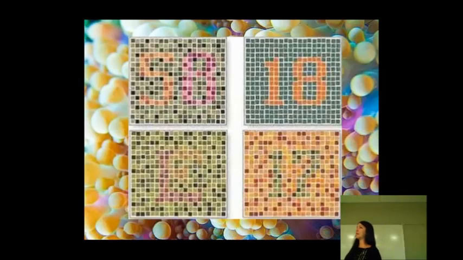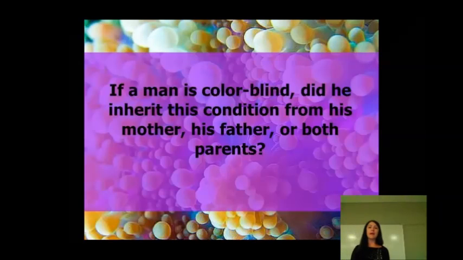And it kind of goes along with the societal message that women should be dressing everyone because they can tell the colors better than the guys can. But this is something that is determined by your genetics, whether or not you're colorblind. And so if a man is colorblind, did he get that condition from his mother, from his father, or from both parents? What do you think?